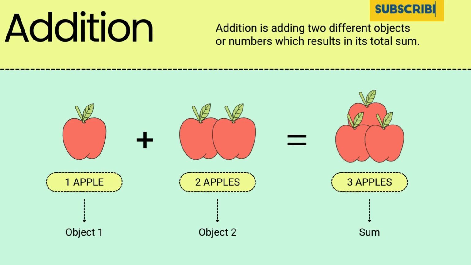For example, you have 1 and 2 apples. So what you will do is add the 1 apple and 2 apples to get the total sum, which is 3 apples. We have here another 5 examples for addition, so you watch it carefully.